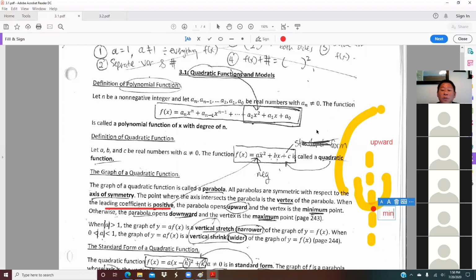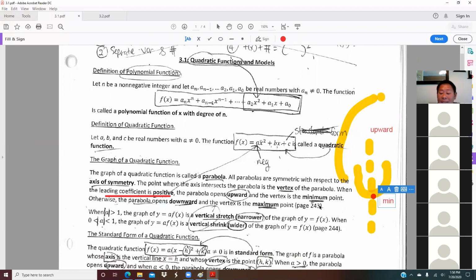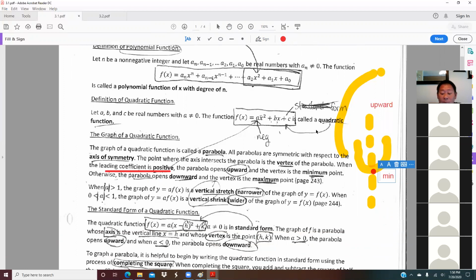Okay. We also can have a parabola that opens downwards. So going down like this. Then for the parabola, the vertex is the maximum and the leading coefficient is negative. So when this A is a negative number, we know we are going downwards. And then we will get a maximum point in this case.